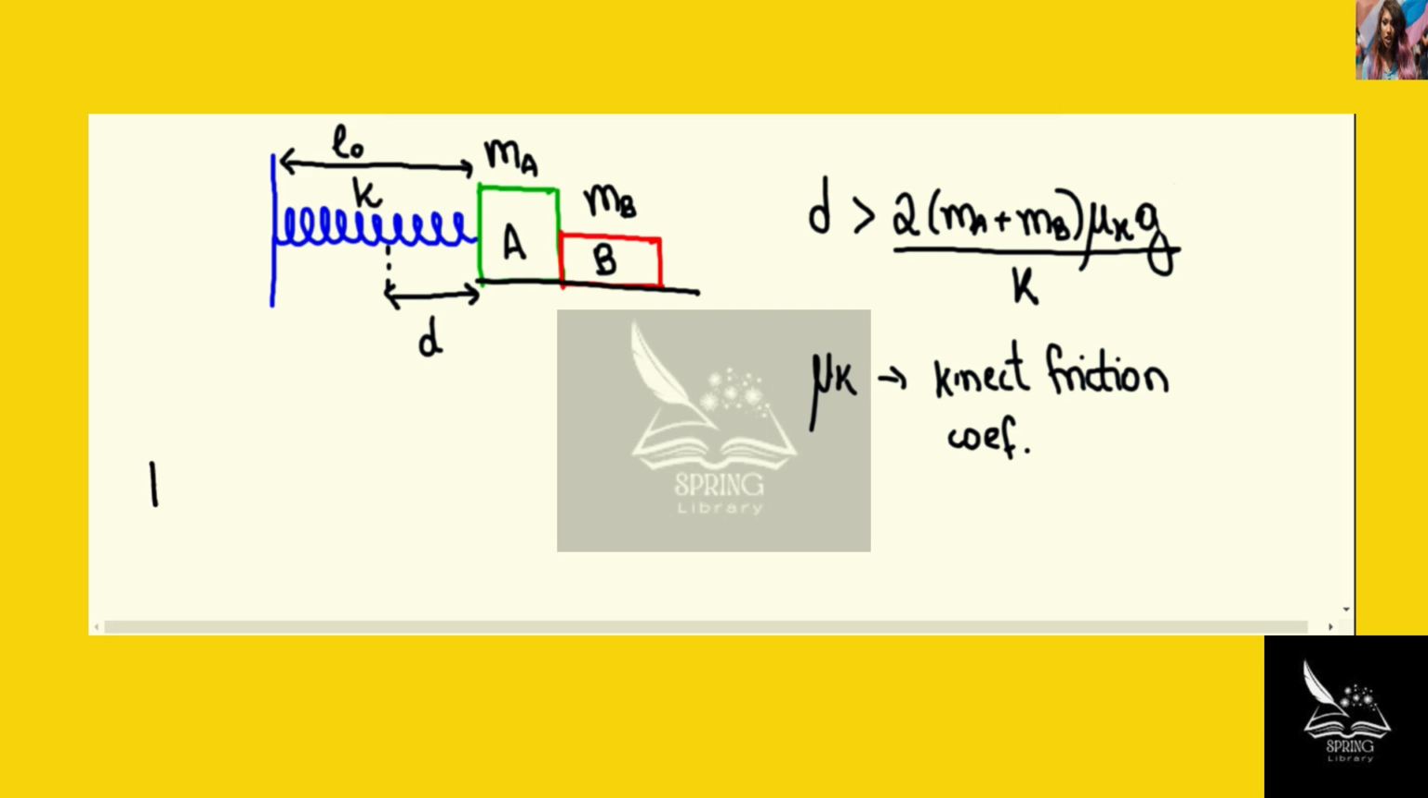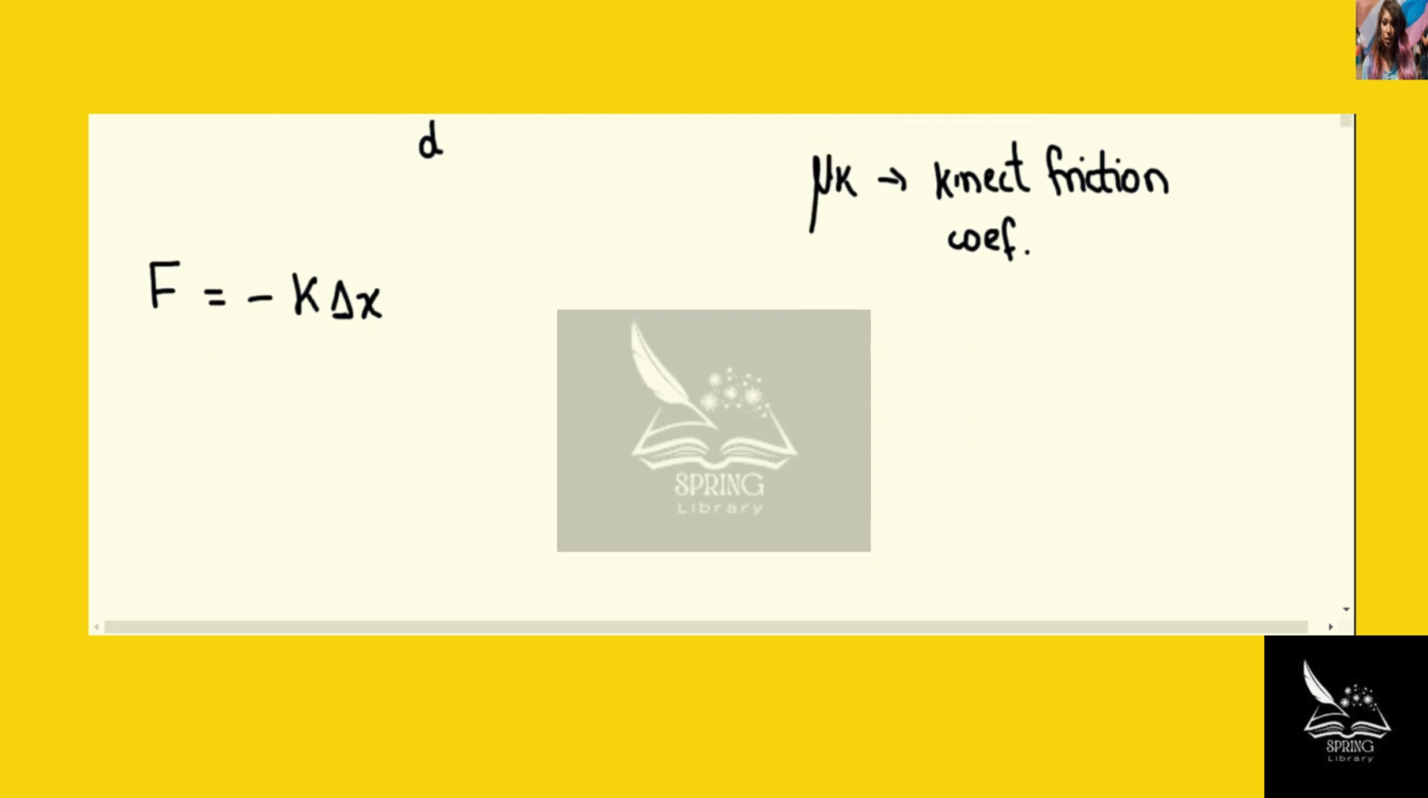What we need to know in order to solve the exercise is that the elastic force F is equal to minus K times delta X. Delta X is the difference between the unstretched length of the spring and the compressed or stretched length. The minus sign shows that when the spring is compressed, the force points in the opposite direction as the compression. When the spring is stretched, the force points in the opposite direction as well.